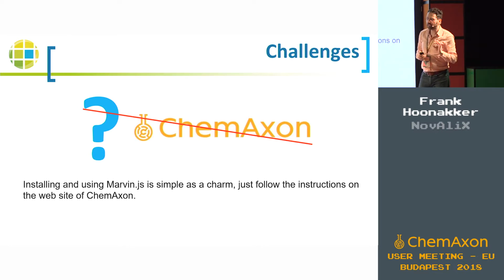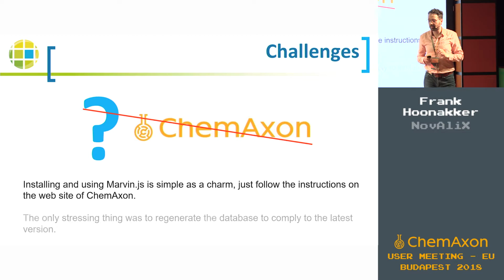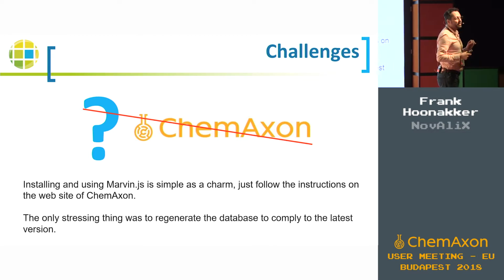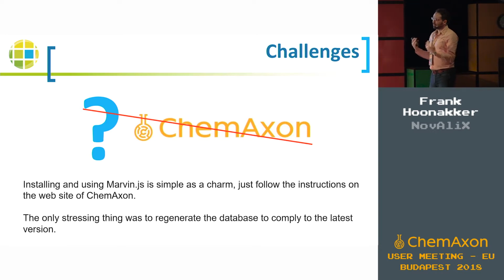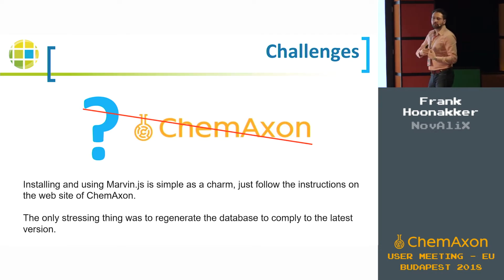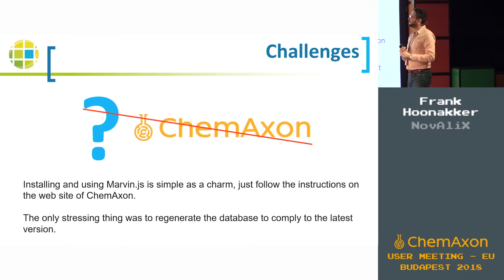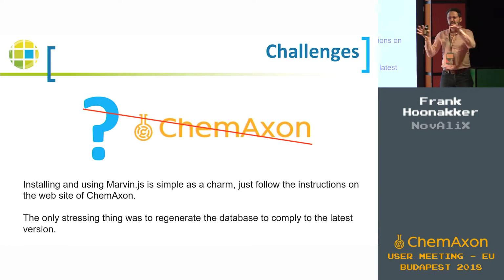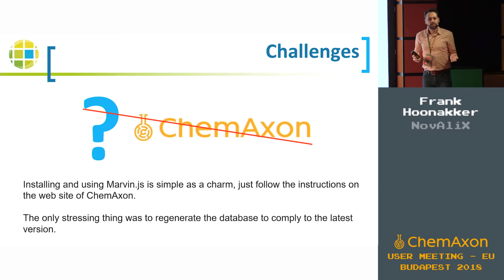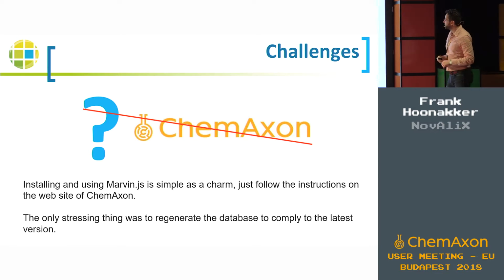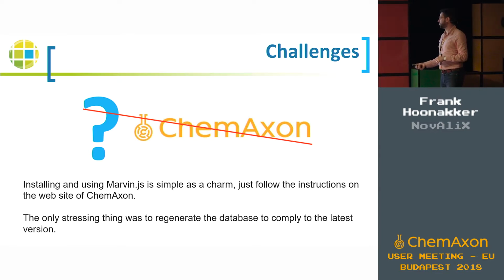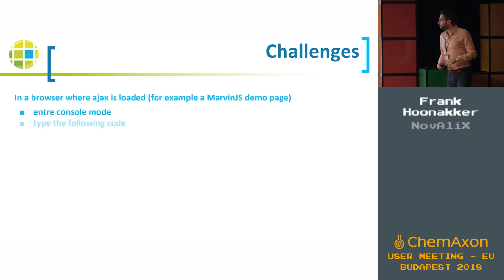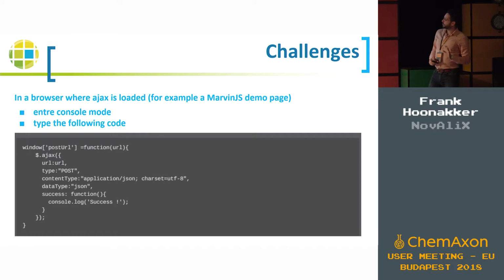The only thing that was a little bit stressing was to regenerate the database, because we were using a very old version of ChemAxon, and we have to switch to the new one. I think for Marvin.js, we were using version 5 dot something, and now it's 18 dot something, so we have to do some database regeneration.